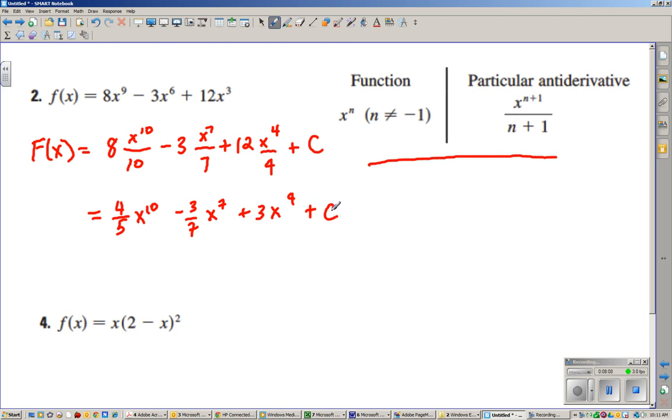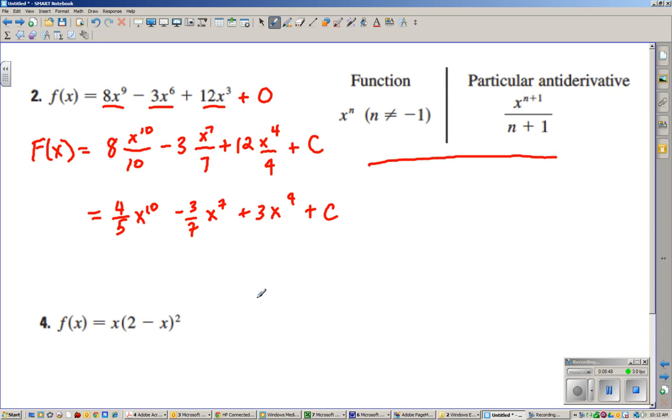To check it, we might simply take and find the derivative. If we find the derivative of big F, don't we get 10 times 4/5? And 4/5 of 10 is 8. 8x to the 9th. Oh, there it is. 7 times negative 3/7, wouldn't that be a negative 3x to the 6th? 4 times 3, wouldn't that be 12? 12x cubed. And if we took the derivative of any constant, wouldn't we get 0? And isn't it understood that there's a 0 on the end here?